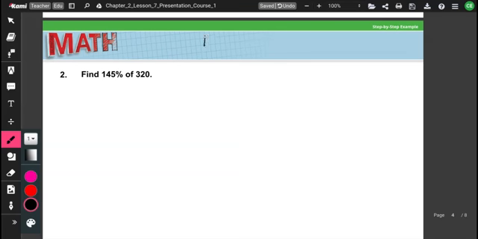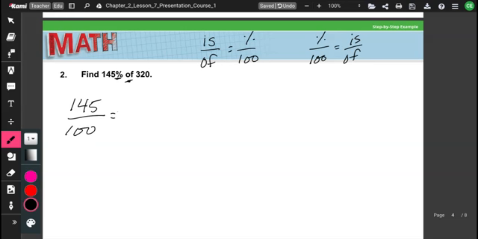So what I'm going to do is is over of equals percent over 100. And you can flip this around so that it's percent over 100 equals is over of. The reason why it says is over of is because usually there's going to be is so much of this. So we're going to find 145% of 320. I have 145, and since there's a percent, it's out of 100, equals is over 320. Since of is on the bottom, I'm going to put 320 on the bottom.